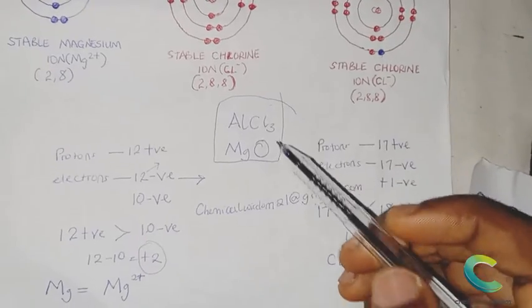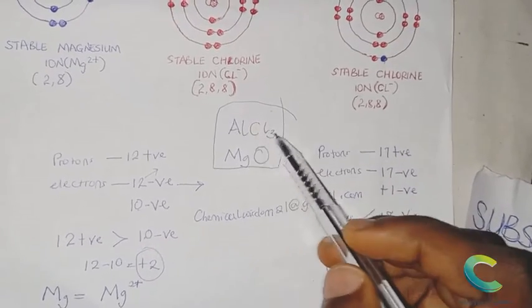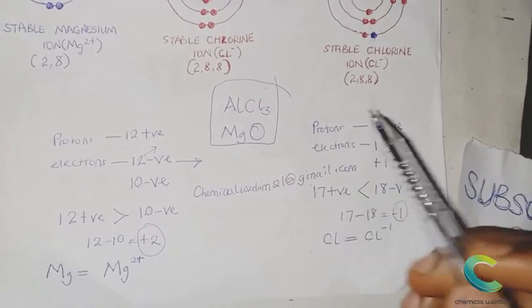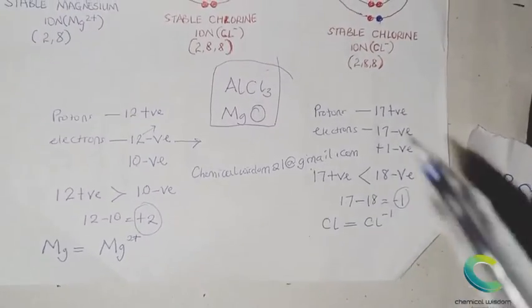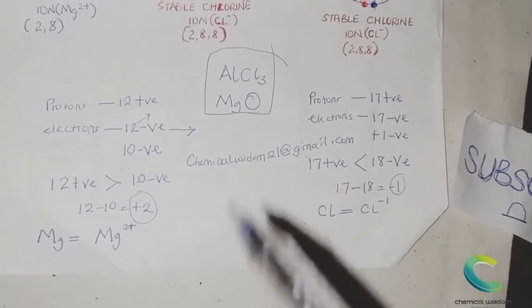And try drawing the structure of aluminum chloride and magnesium oxide. When you draw the structure, post it to this email. The email is going to be in the description below.